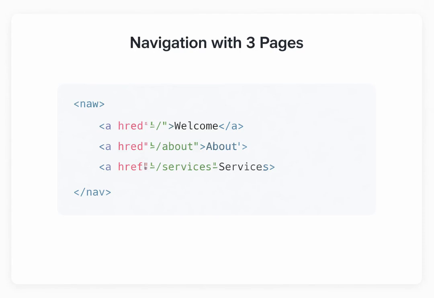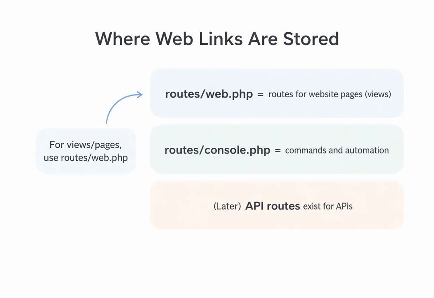After adding the route in View, you update navigation so users can reach it. Add a services link with href /services. And if you want consistent navigation, you place this nav on the welcome page, the about page, and the services page as well. A direct question in the material is, why do we put links in web.php?